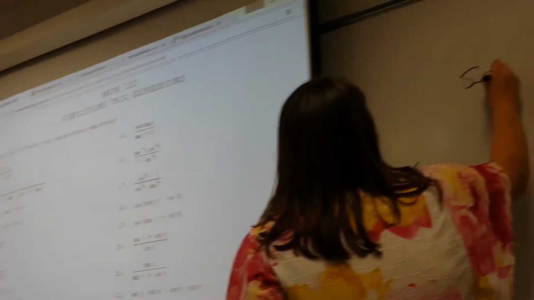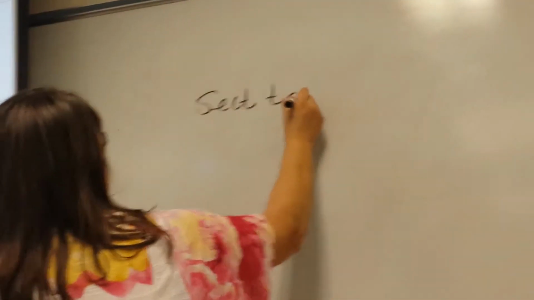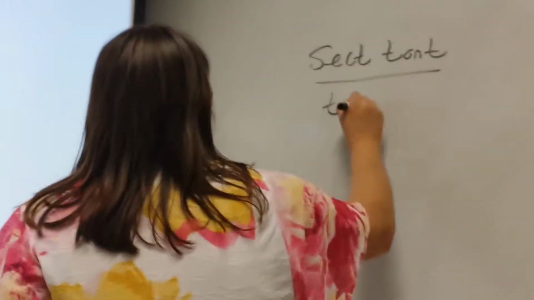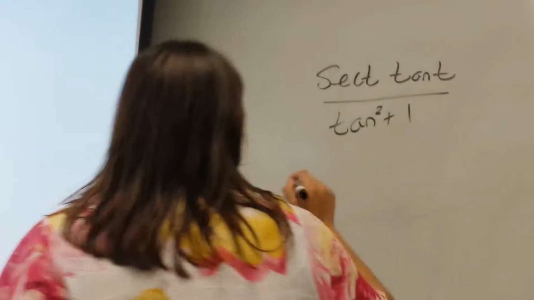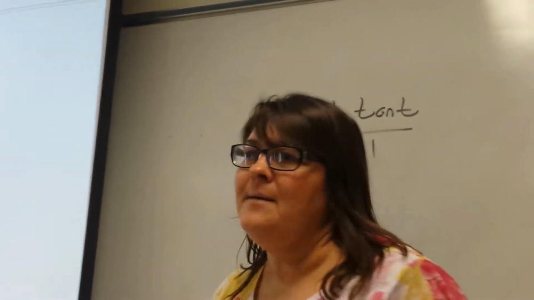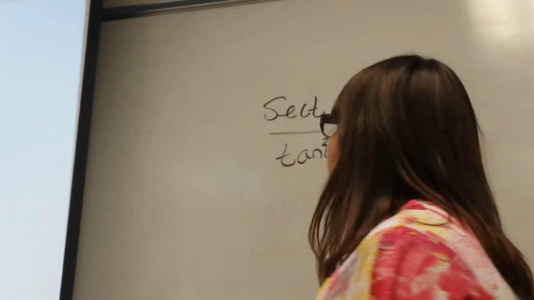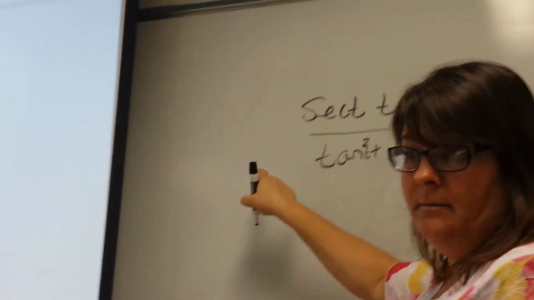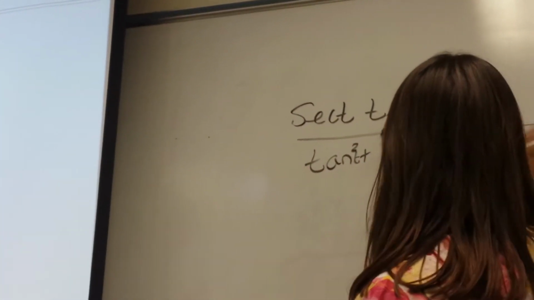So we have secant of t, tan of t over tan squared plus 1 of t. I sometimes lose a variable. Okay, now, what would we do? I did secant times tan over secant squared. Okay, so you said, I know that this is secant squared, so that's where your first step was?